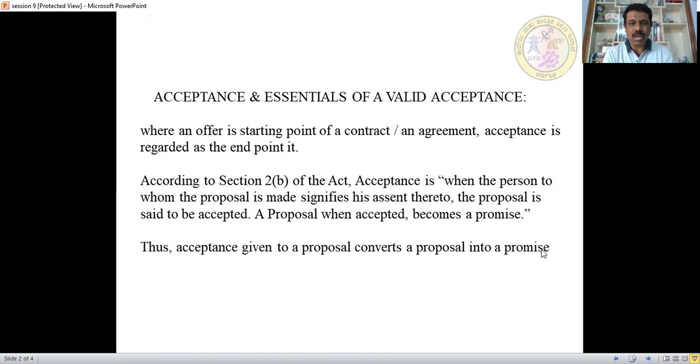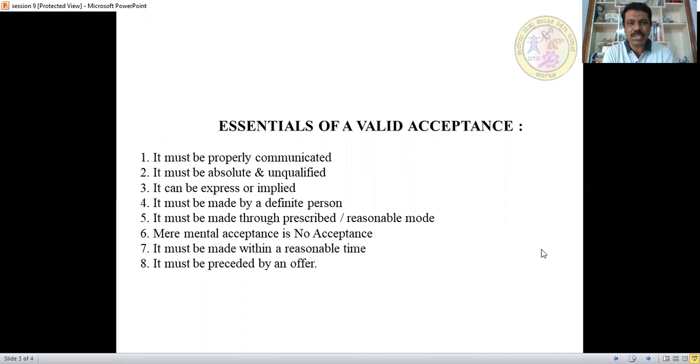In order to give his acceptance, there should not be any coercion, any threat, or any undue influence. The acceptor must give his acceptance to the offer out of his own willingness. Free acceptance must be given. Like a valid offer, there should also be a valid acceptance to make a contract or an agreement valid. Now let us discuss the various essentials of a valid acceptance.